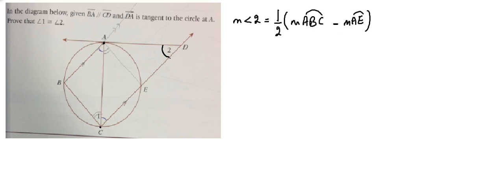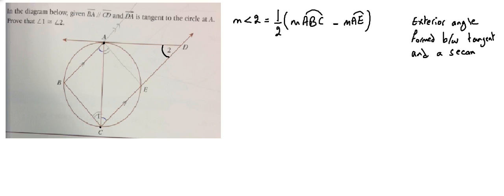And the reason for that is: exterior angle formed between a tangent and a secant. Tangent and a secant. That's great. This is the measure of angle 2.